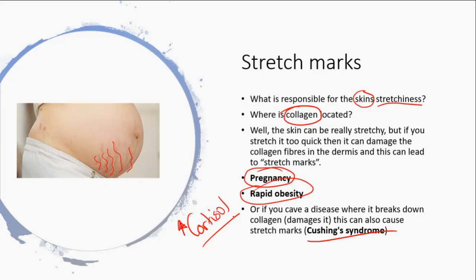So the take-home point from this slide here is not necessarily to remember everything, but just remember that stretch marks are because you're breaking down your collagen. Okay, it's damaged collagen. That's what results in stretch marks.